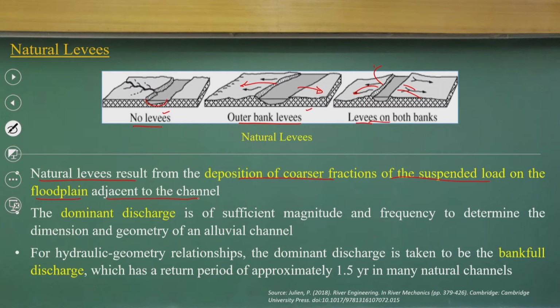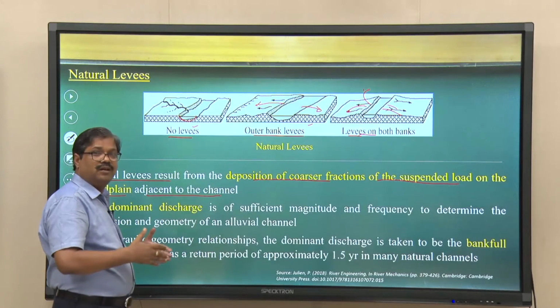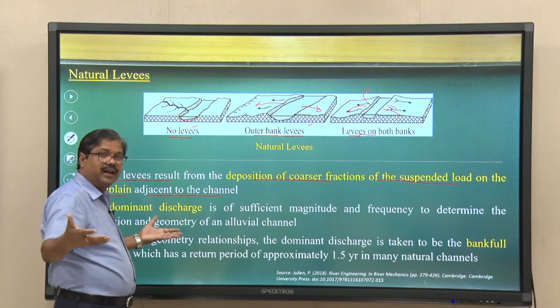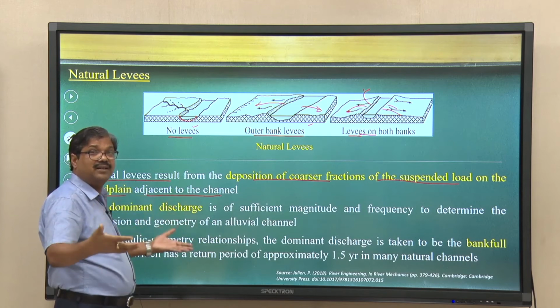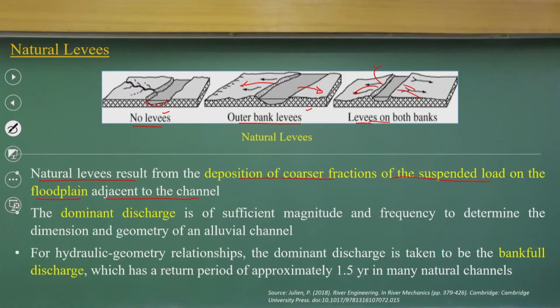That is what happens when extreme flood events come, the flood of 2 years, 5 years return period. Most of the water goes to the flood plain area. As it goes to the flood plain area, it also carries the sediment load, and that sediment starts depositing, and because of that deposition it creates a natural embankment. That is what is called a natural levee. It could be on both banks, or the outer bank, or there may be no levee formation.